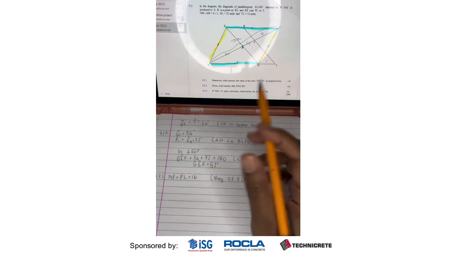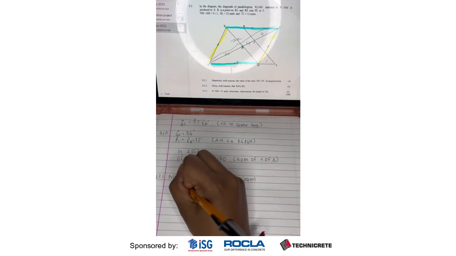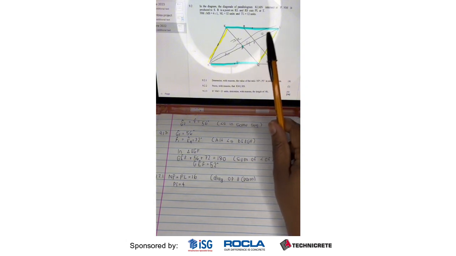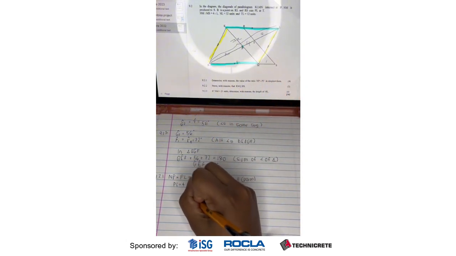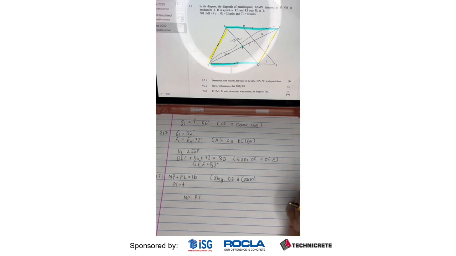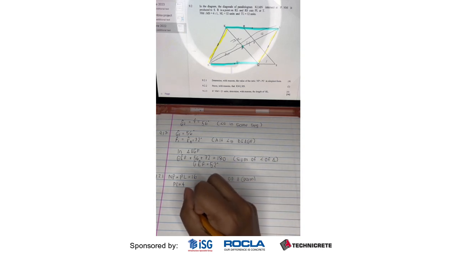Next, we've said that PT is equal to 4 because you can calculate that, seeing as we were given 12. And the question is asking us for NP to PT, which is going to be 16 to 4. And if we put it in its simplest form, divide by 4 on both sides, it's 4 to 1.